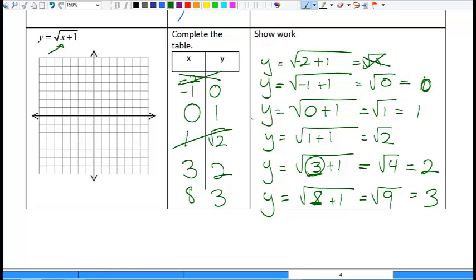So I'm not going to plot the one that I don't know. I don't know what the square root of 2 is in my head. But I can plot negative 1 comma 0, 0 comma 1, 3 comma 2, and 8, which is right off my picture, comma 3. Again, that's a beautiful square root picture.